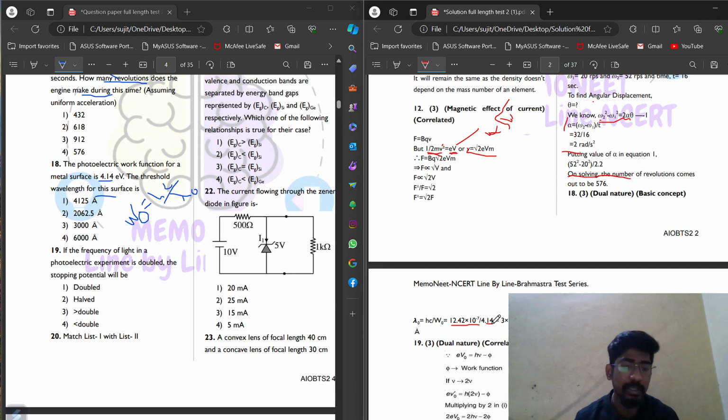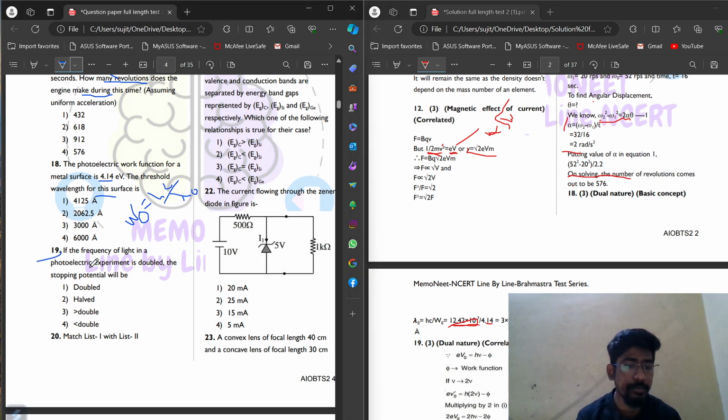You have to put all the values that I already told you: the value of h, 6.62, and in case of c the value will be 3 to the power 8, right? Just put the values, you will get it. But if the work function is given in eV, you can directly put it here. The value of hc is 12.4 times 10 to the power minus 7, right? Okay, moving on to the next question.